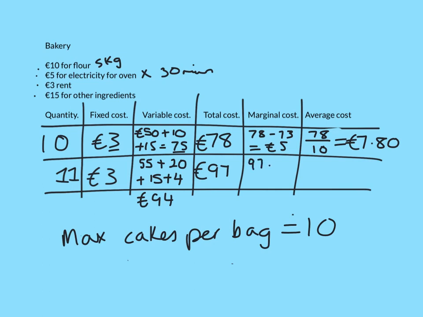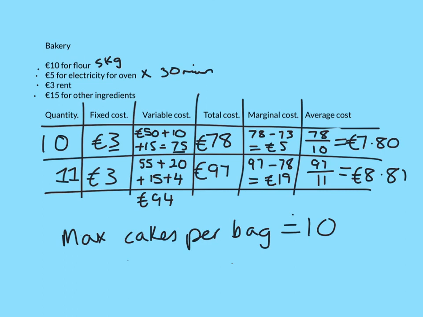And the marginal cost is the change in total cost. So that's 97 minus 78. And that's now gone up. So 97 minus 78 is 19. The marginal cost is €19 of making this extra cake. And the average cost then, 97 divided by 11, is €8.81.